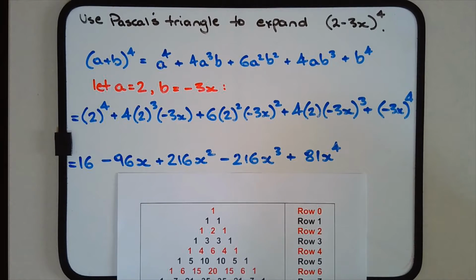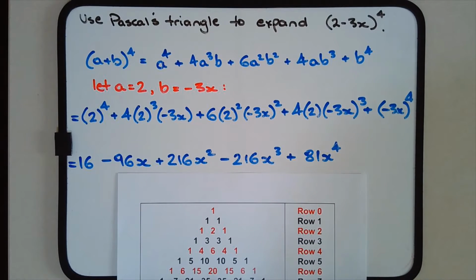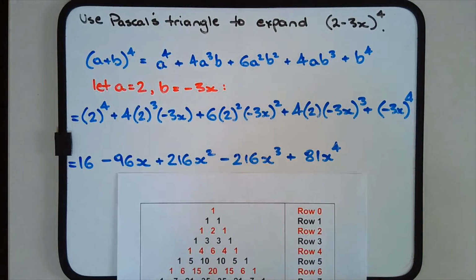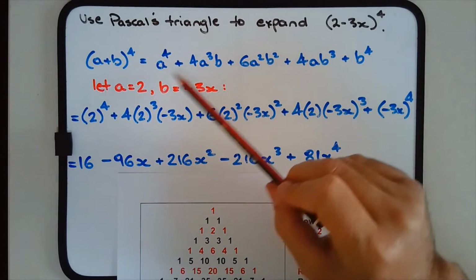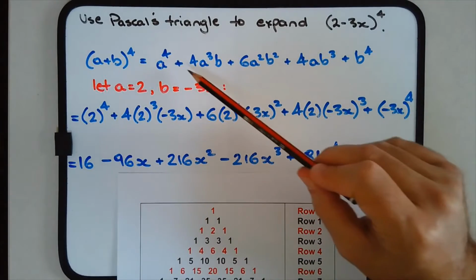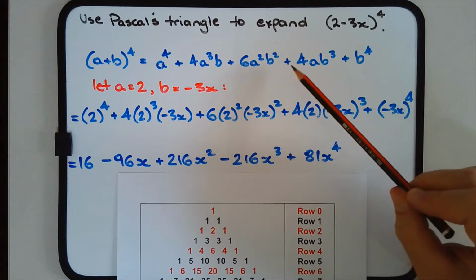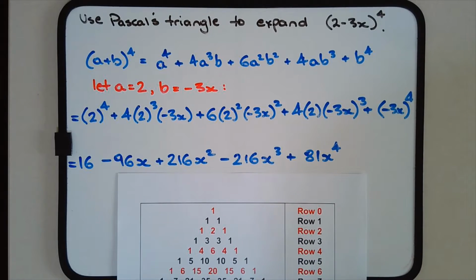But before we do that, let's consider the expansion of (a + b)^4. Pascal's triangle will give us the coefficients of the terms of this fundamental expansion. So (a + b)^4 is equal to a^4 + 4a^3 b + 6a^2 b^2 + 4ab^3 + b^4.